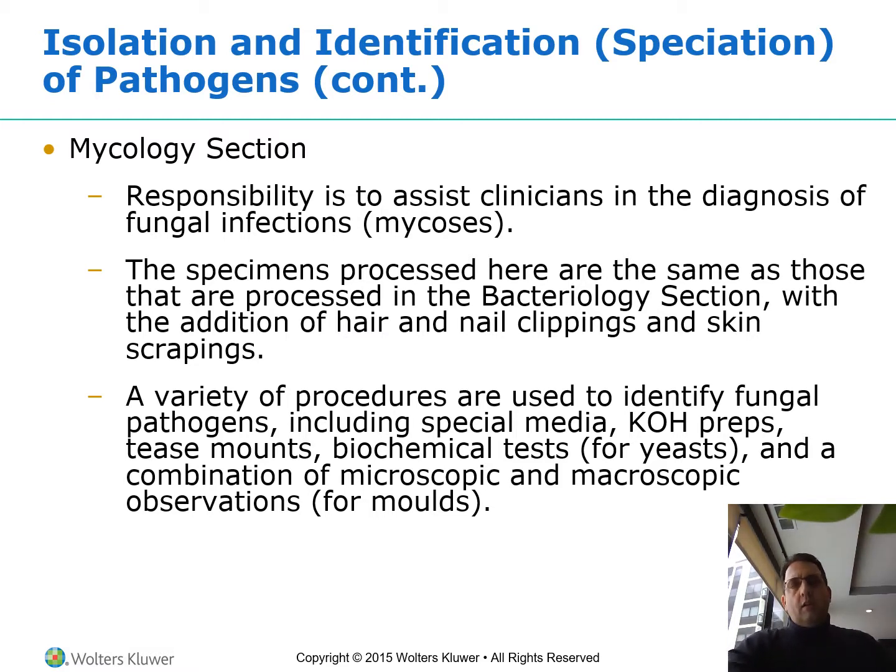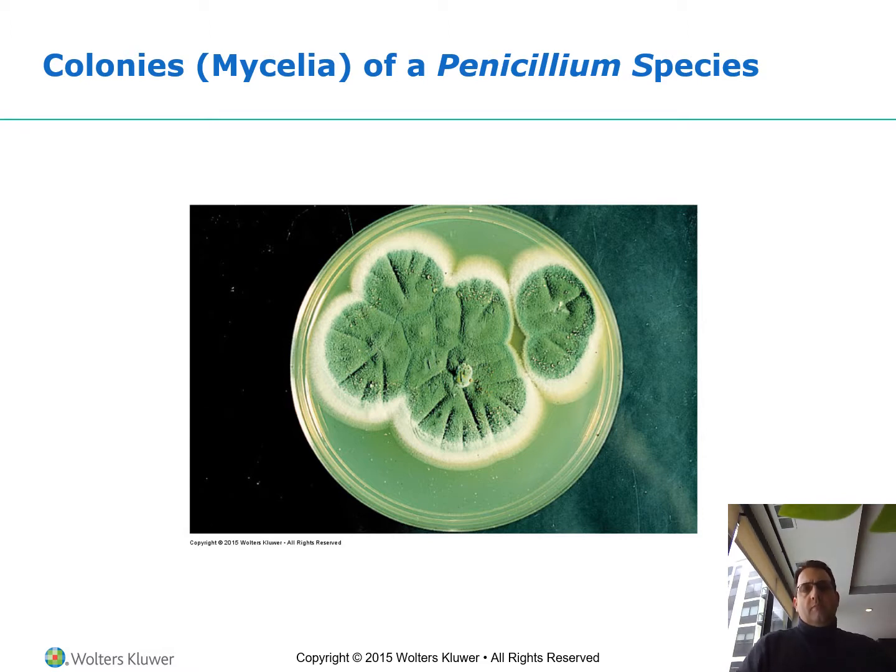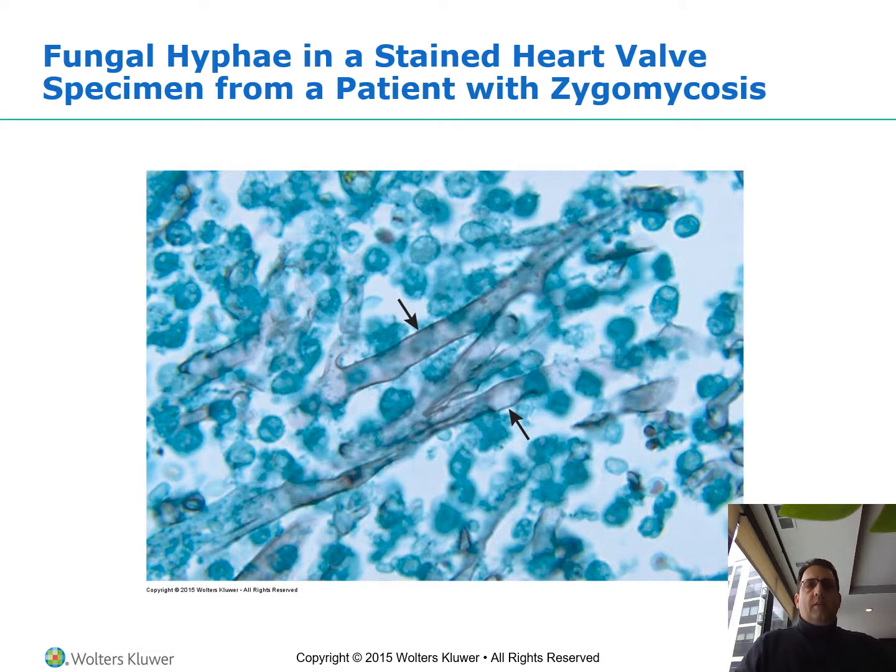In a microbiology lab, you may have a mycology section. That's the one that's looking at fungal infections. These are processed basically in the same way as the bacterial ones, but now you add things like hair and nail clippings and skin scrapings to the pot, and you may actually be using other media. Potassium hydroxide preps, tease mounts, certain biochemical tests for specific yeasts, or other tests for molds. This is a colony of mycelium of Aspergillus species. Remember, this likes to grow on peanuts, and it also will grow on certain fruits. And here's a Penicillium species, the thing that gives us penicillin. Here's some fungal hyphae in a stained heart valve specimen. So this person had some sort of endocarditis or heart valve infection.